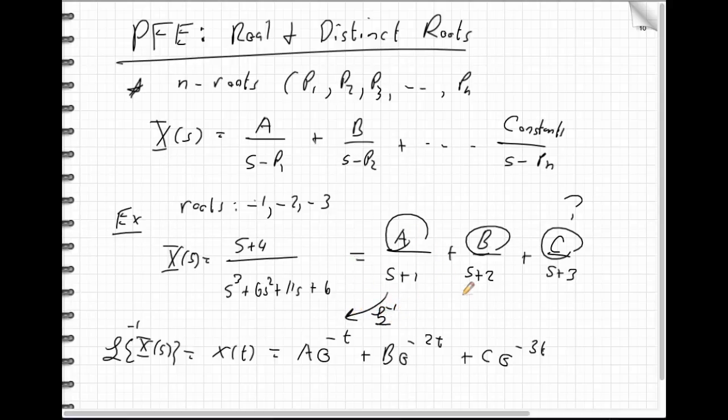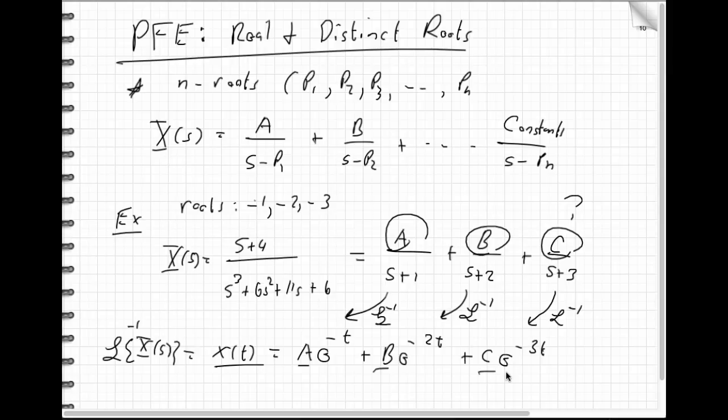That's just the inverse Laplace of these guys. Okay, that's it. So actually, as you can see, once you know that your Laplace transform has real distinct roots in the denominator, then it's really easy to come out with what form the output will be. Okay, here's the thing: we still haven't found a, b, and c.